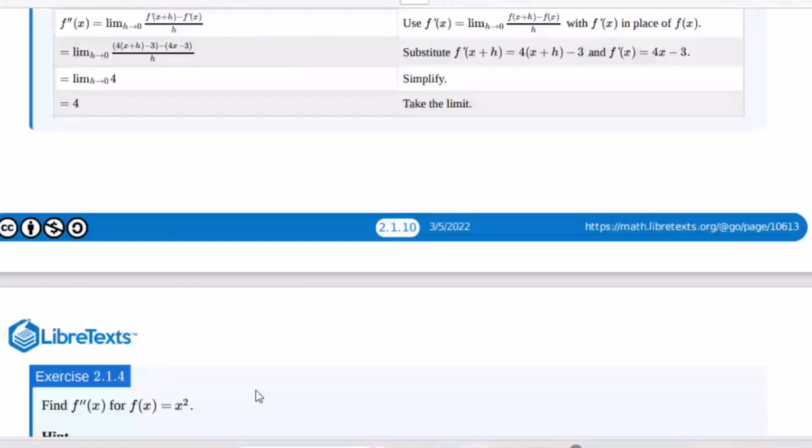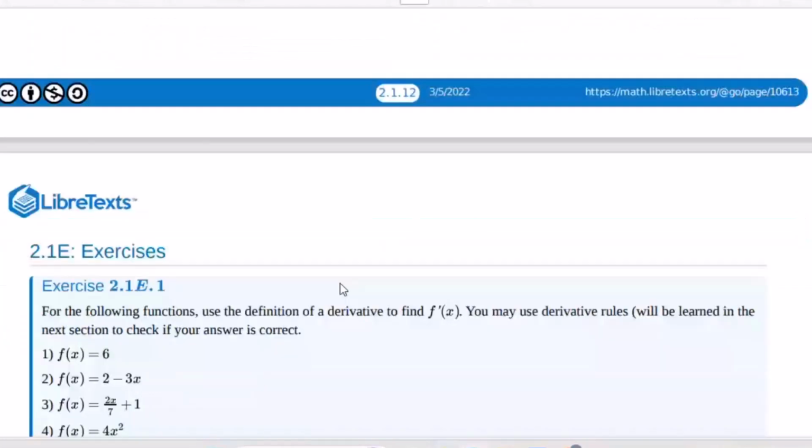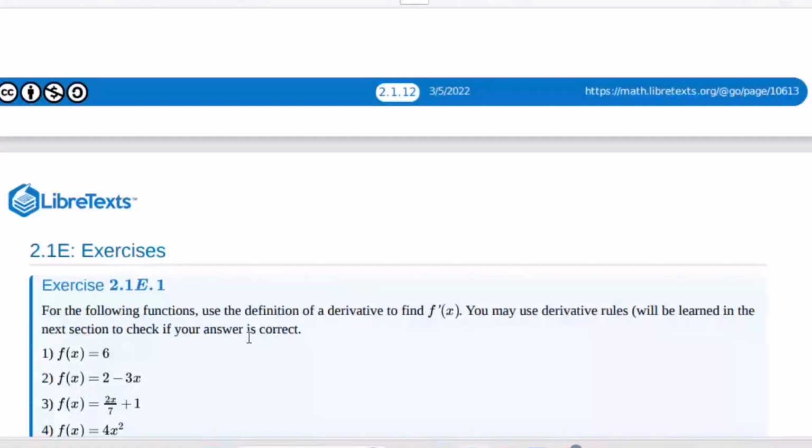Everybody, we agree? Yes, sir, we agree. As long as we agree that we use that definition, first derivative we get 2x, and then second derivative we get 2. I'm happy. Can we proceed? Yes, sir. Thank you. Okay.